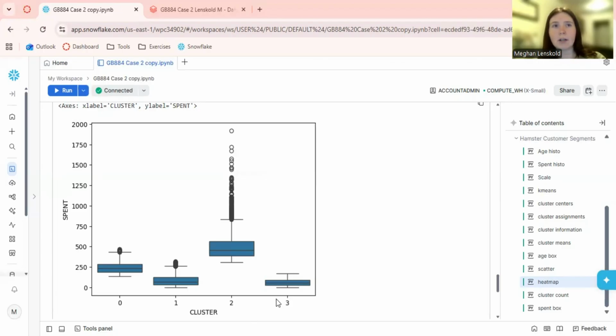Clusters one and three here are your largest segments, together accounting for over 50,000 customers with relatively modest spend centered around $75 to $100. This represents your volume base. And then cluster zero here sits in the middle, about 10,000 customers with median spend of around $250.